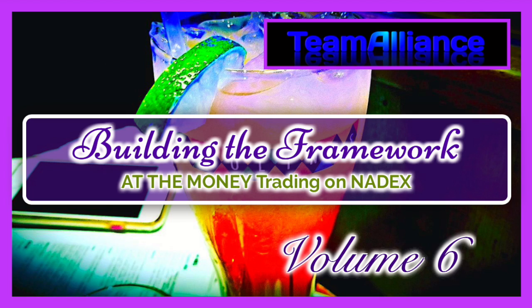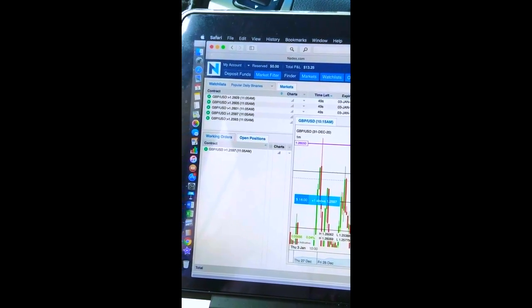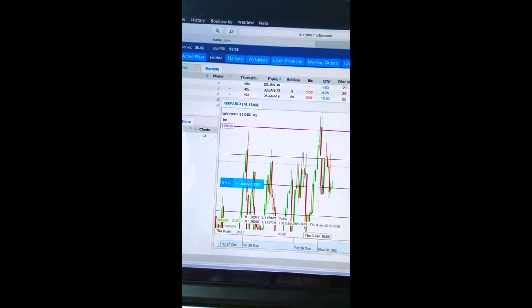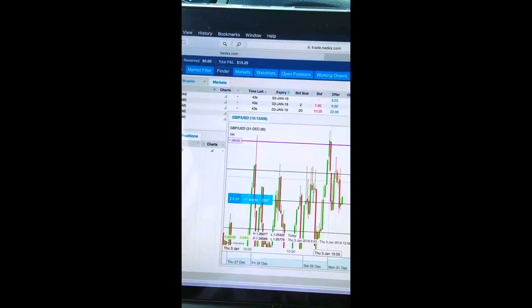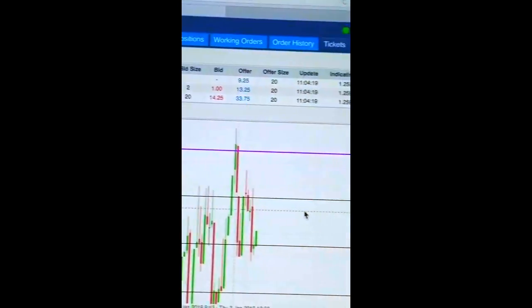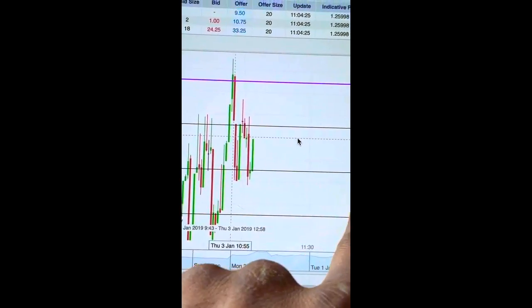All right, this is volume 7, I believe. I don't even know. But we're going to see if we can hold on to this one for full profit. 40 seconds left. Looking for price to stay above this line.